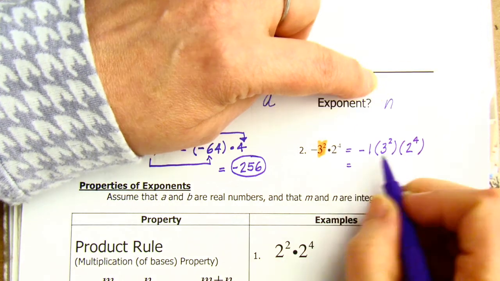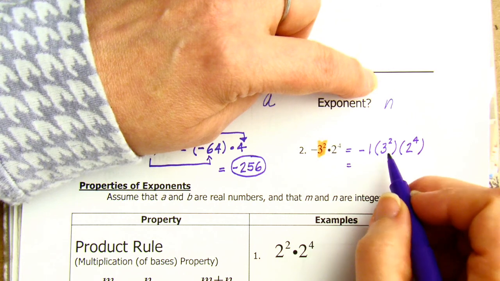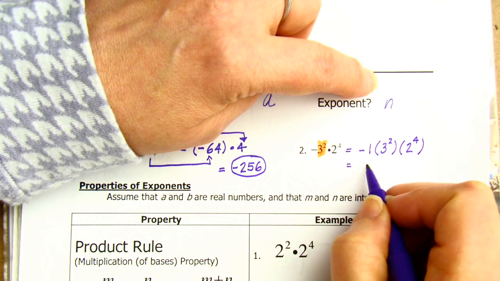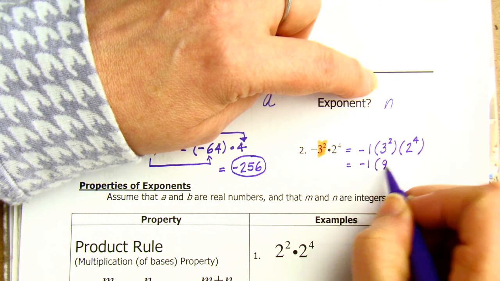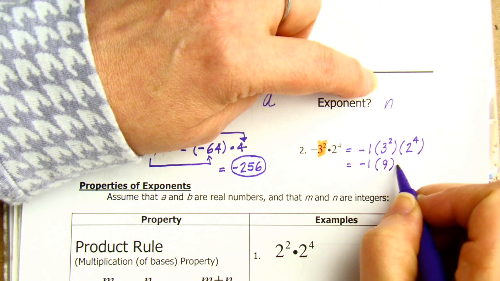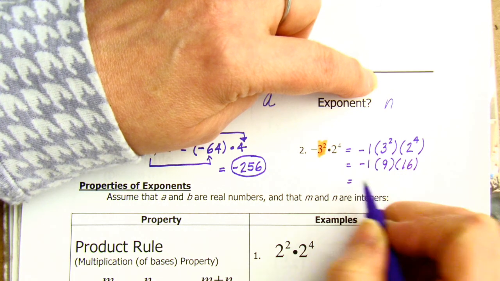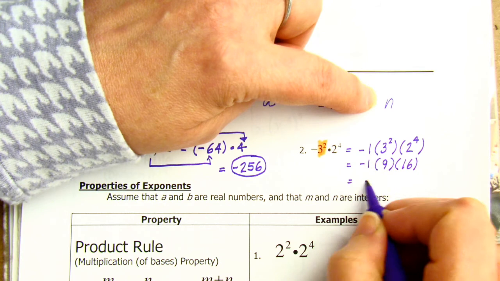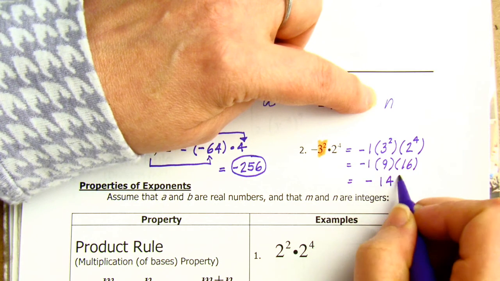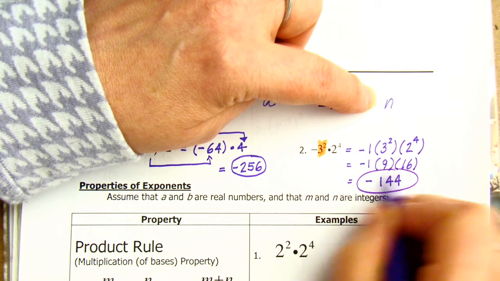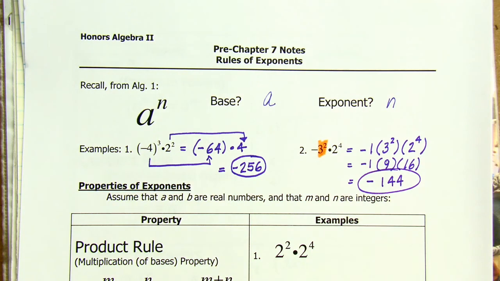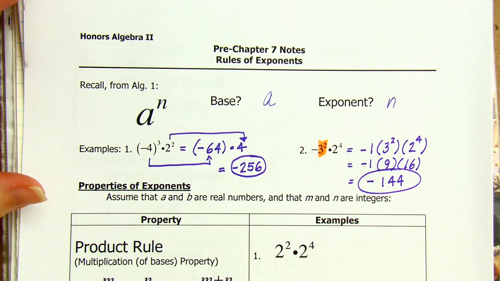All right, so this is going to be a negative number, right? 3 squared is 9. I'll keep the -1 out here. 2 to the 4th is 16. 9 times 16 is 144 times -1 is -144. So the biggest area where students make mistakes is knowing whether or not that negative, especially with an even power, is going to go positive or not. In this case, not, because there's no parentheses.